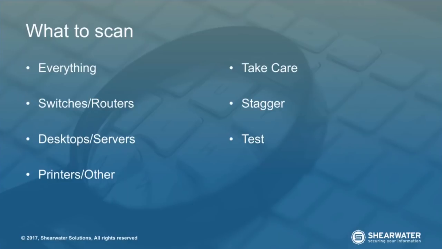If you are scanning a remote location and it still has an ISDN connection, then you'll probably want to go slowly on that particular link. Otherwise, the people there will not be doing much at all.